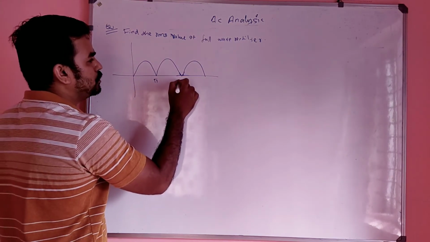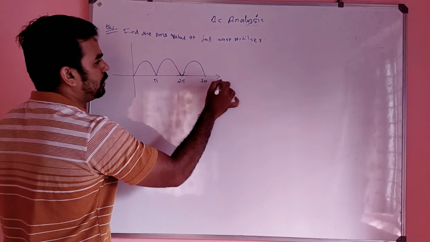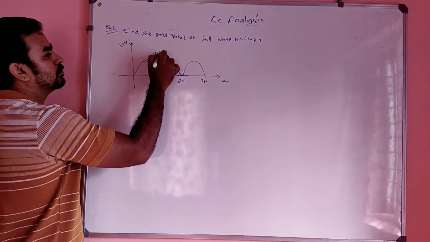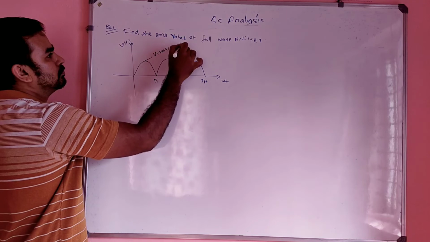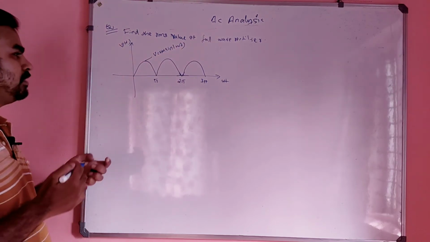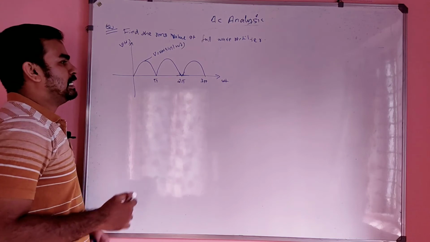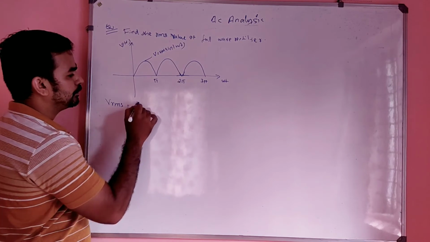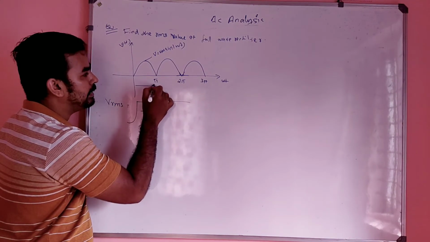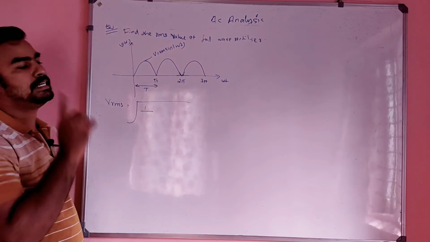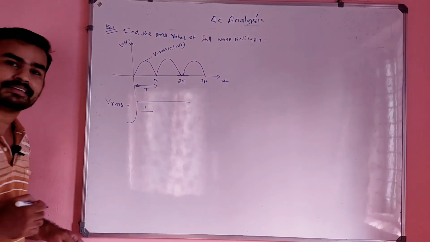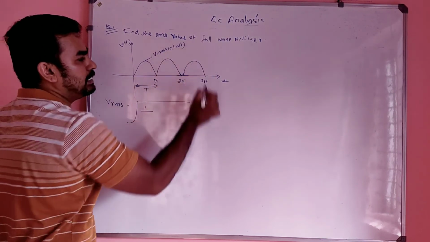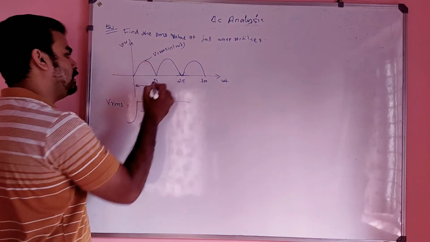0 to pi will be there, pi to 2 pi will be there, 3 pi will be there, everything will be there. Simple, right? The thing here you have to notice is that Vrms is nothing but root of 1 by time period. Here the time period is what? Only pi. That is very important. There you can make a mistake. The time period here is pi only, because after pi the wave is repeating.